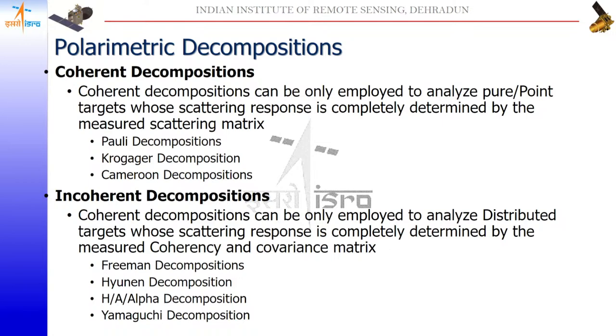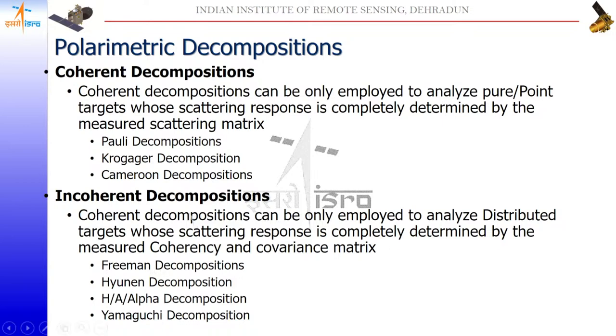Based on target characteristics, we have two types of decomposition: coherent decomposition and incoherent decomposition. What is the coherent decomposition? If we want to study pure targets or point targets, where the resolution cell is dominated by a particular target, then we have the coherent decomposition. What is the incoherent decomposition? If we want to study distributed targets, where the resolution cell is dominated by distributed scatterers, then we can use the incoherent decomposition.